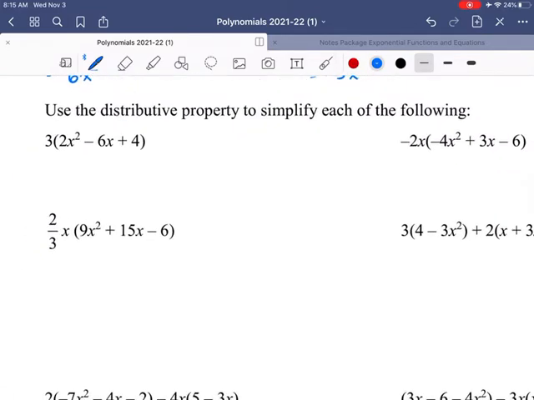What happens if we have 3 terms? Do the same thing. So 3 multiplied by 2x squared gives us 6x squared. 3 multiplied by negative 6 is negative 18x. And 3 multiplied by 4 gives us positive 12.